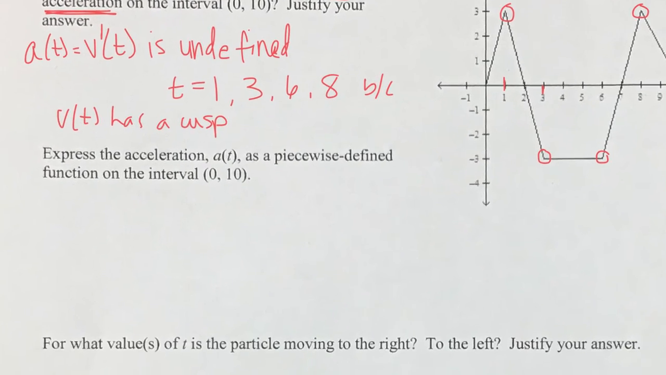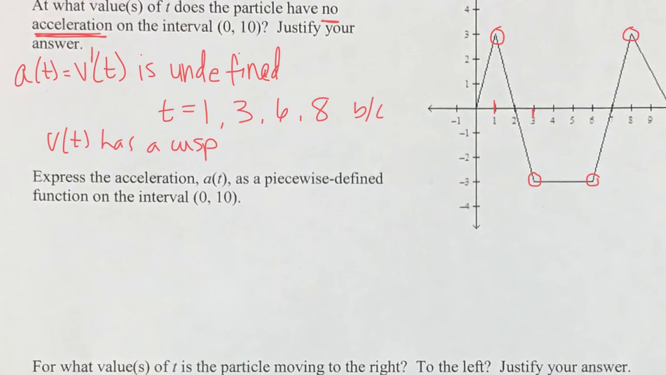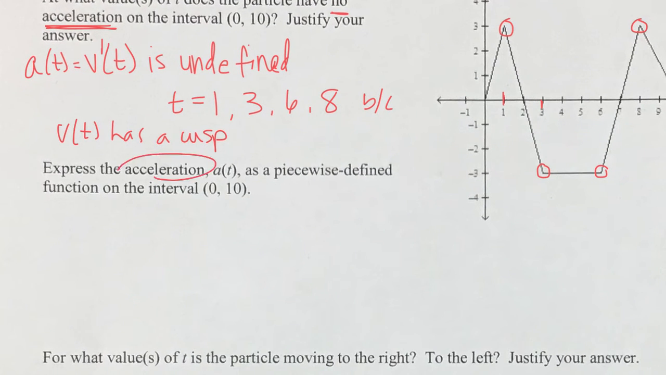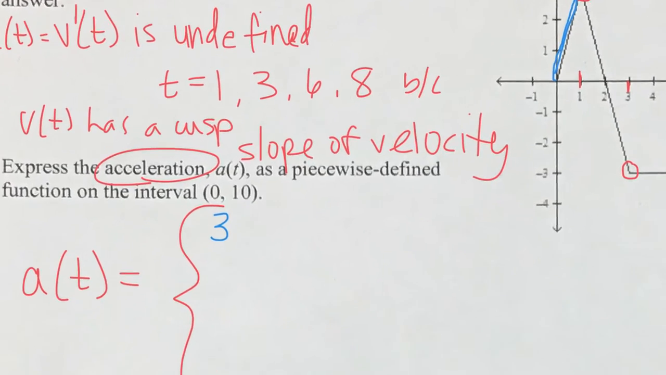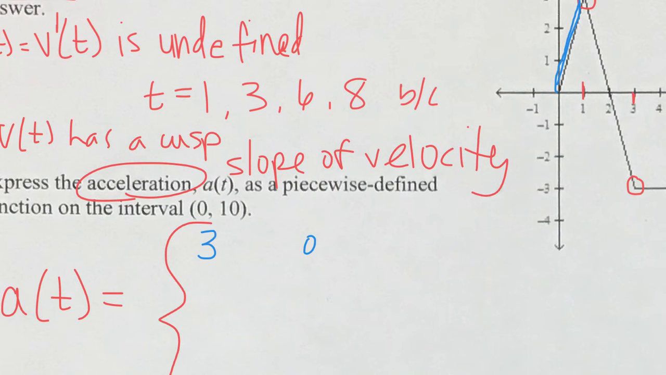Number 2, express the acceleration as a piecewise defined function. So remember, acceleration is the slope of the velocity. So we're going to write down all the slopes of these lines. Let's start at the first one. So our acceleration, a of t, is a big piecewise function. First we look at this part. What's the acceleration here? The slope of this line is up 3 over 1, right? We just have to count up 3 over 1. So it has a slope of 3 between 0 and 1 second.